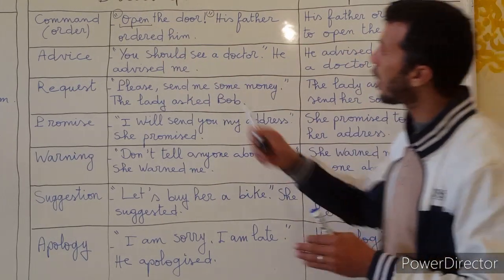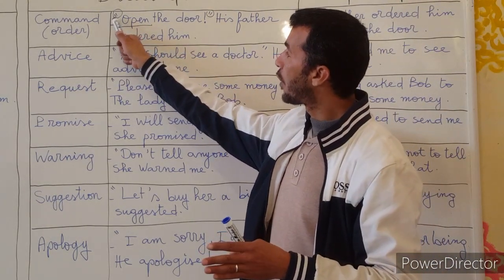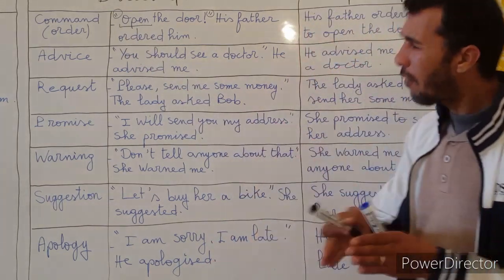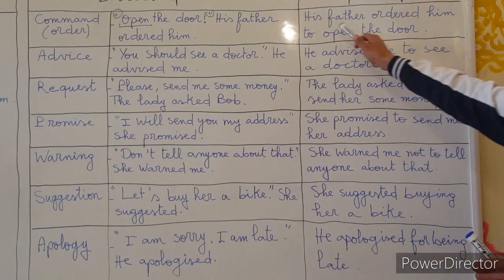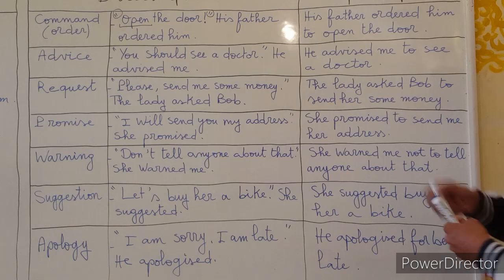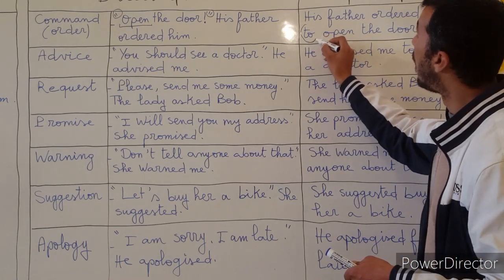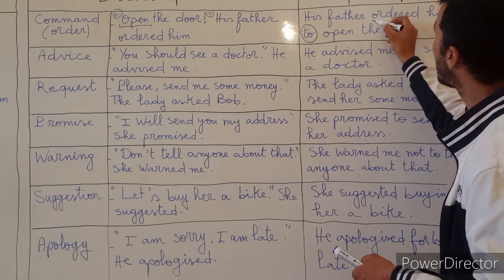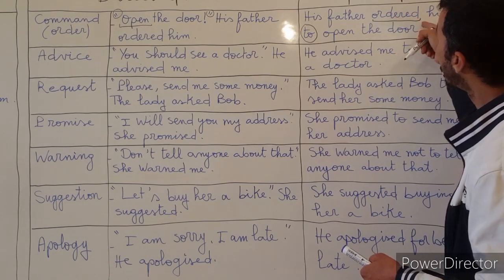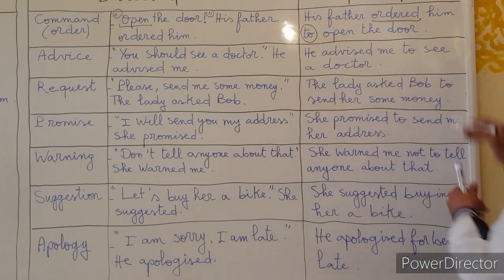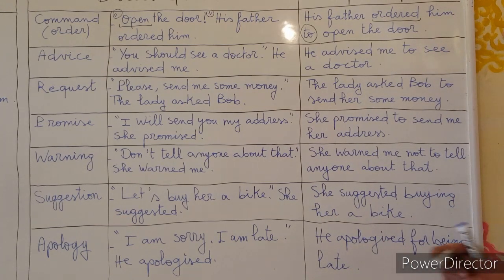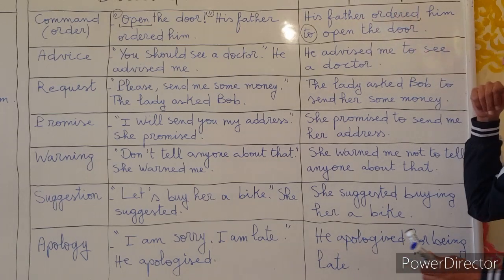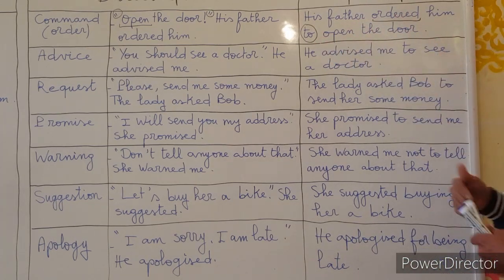What do we do in such a case of inverted commas followed directly by a verb? His father ordered him to open the door. And we continue. So, what is important here? Ordered to, and we continue. Close the door. He ordered me to close the door, etc.